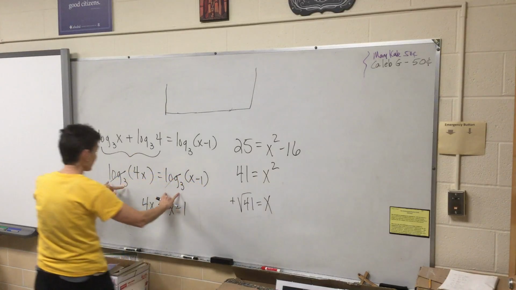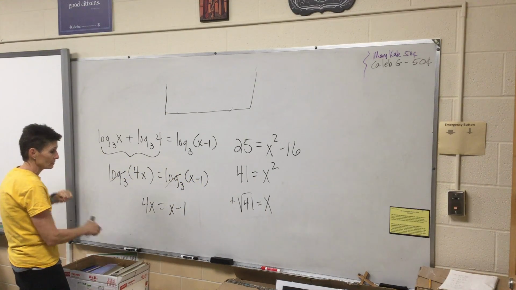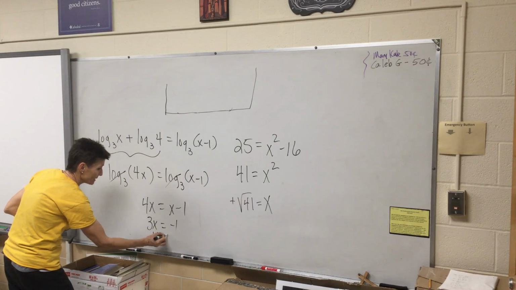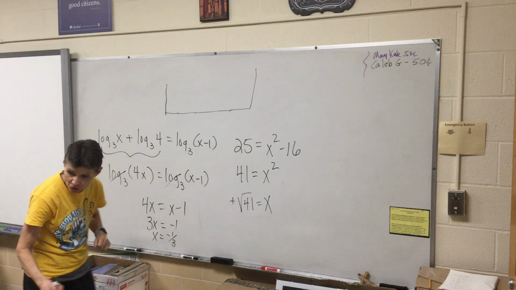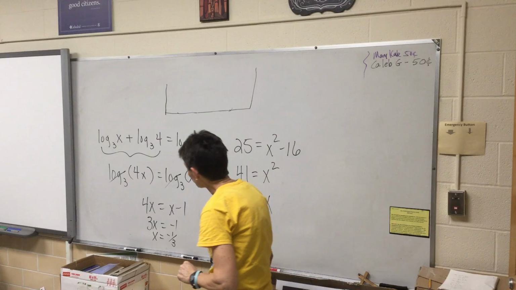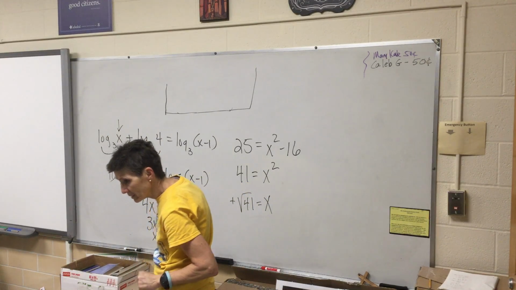Because I got one of these on each side gone. So now I'll subtract x and divide. I got negative 1/3. Did you? Did you get negative 1/3? Is that going to work? Can I put a negative 1/3 into my problem?